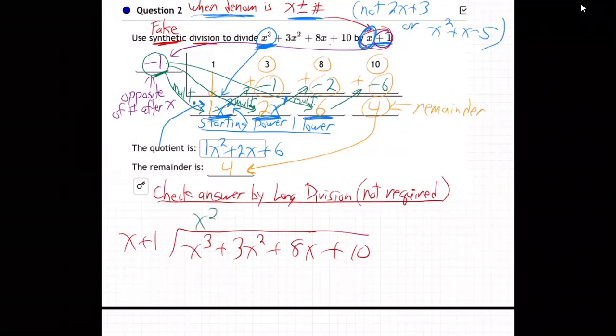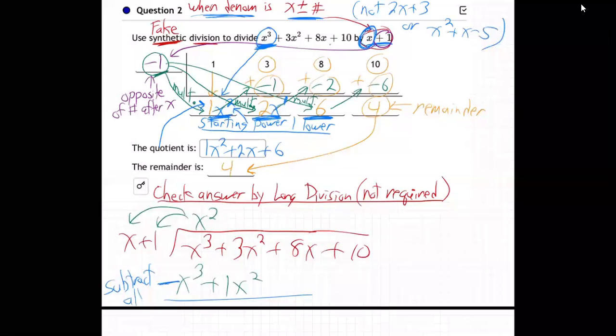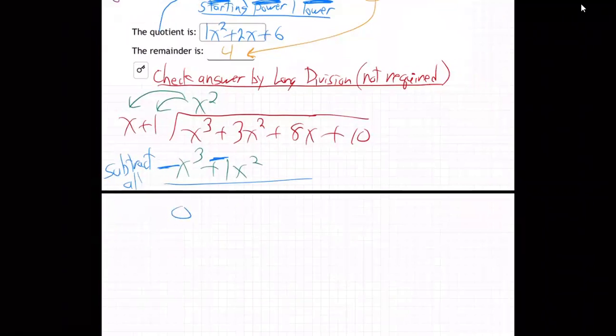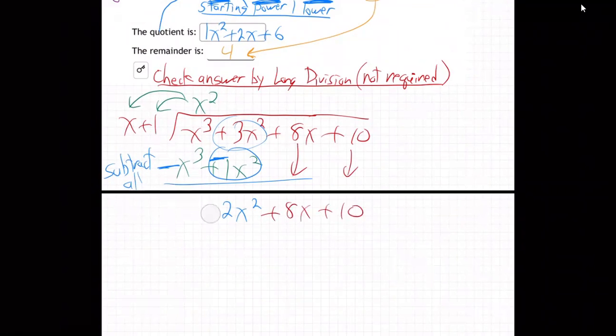Up here goes x squared because that's what multiplies those two. And you write them down here, x cubed plus 1x squared. And then I subtract all, which means make this minus and make this minus. And so this is 0. And then 3 minus 1 is 2x squared. Bring down the 8, bring down the 10. Plus 8x plus 10. I'm just going to write them all in red here. 0 plus 2x squared.